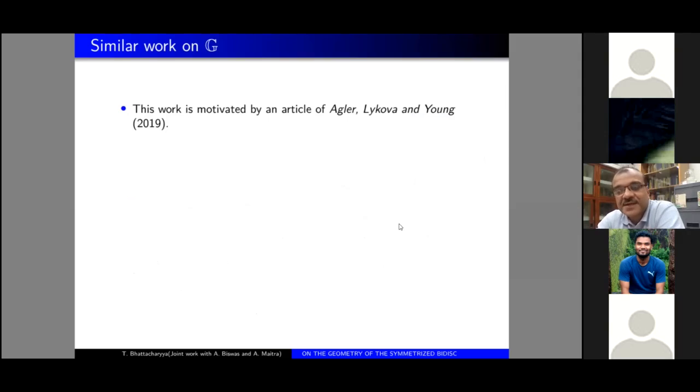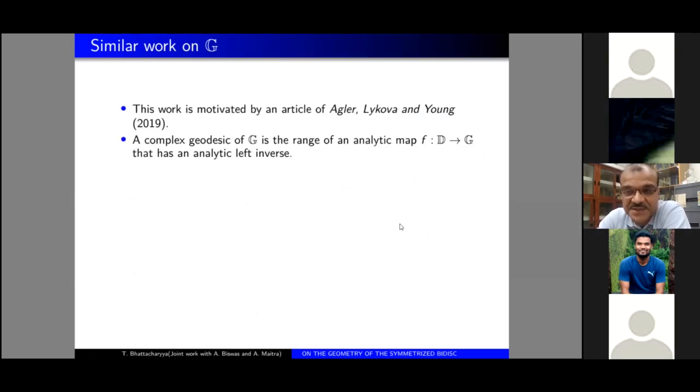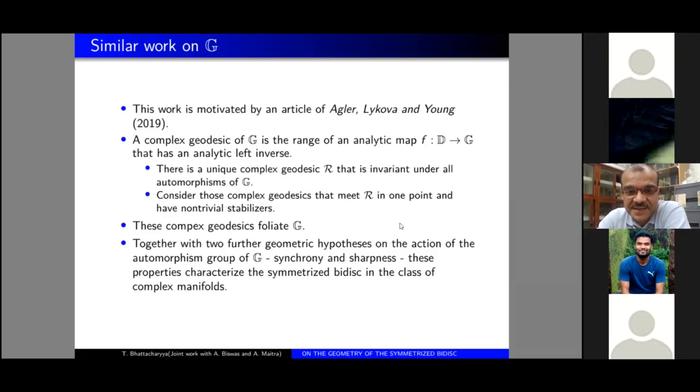Okay, now how did you come to do this? This work was really motivated by an article of Agler, Lykova, and Young, which appeared in 2019. I'll take a couple of minutes to describe Agler, Lykova, and Young's work. Agler and Young are operator theorists as well, but after working on this domain as far as the operator theory is concerned, they thought, let's study its geometry for a while.